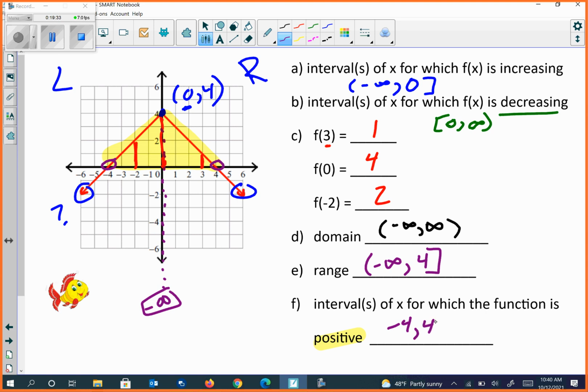And where does it stop being positive? 4. Okay? At negative 4, the y value is 0. At positive 4, the y value is 0. Is that positive or negative or neither? Neither. So it's positive, soft brackets on those. See them all right? Questions on that?